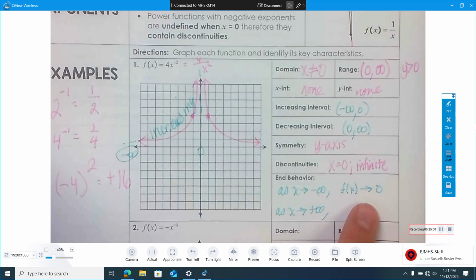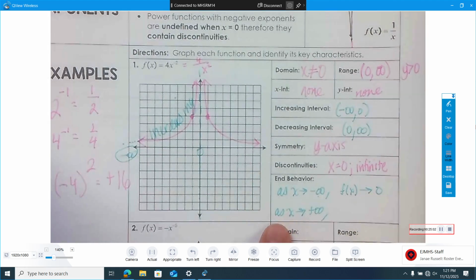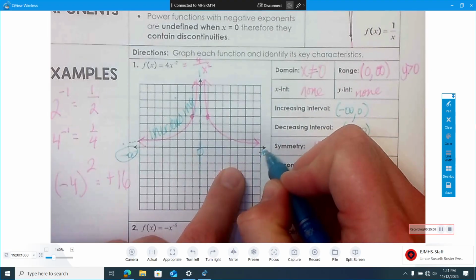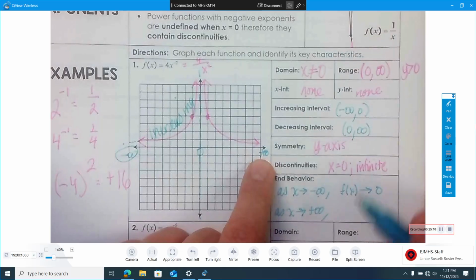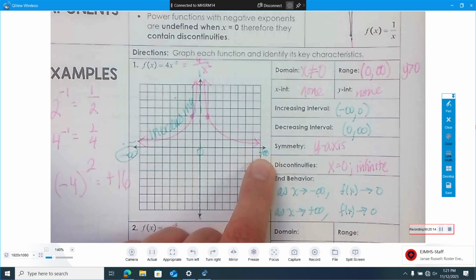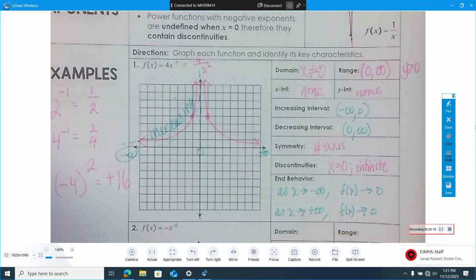That's very interesting. And then as x approaches positive infinity, as we're out here on the right-hand side, what is our graph doing? Getting ever closer to 0 again, getting lower and closer to 0. Excellent.